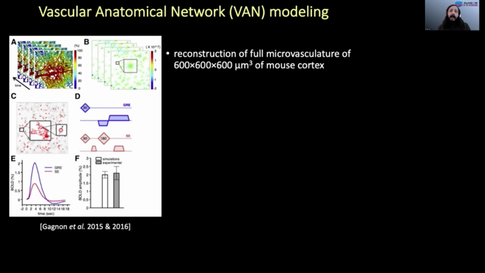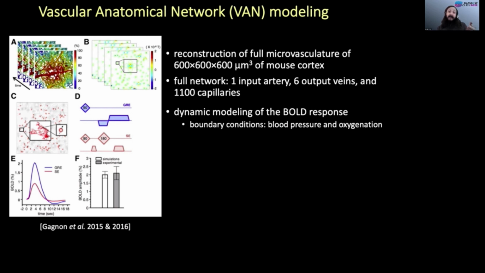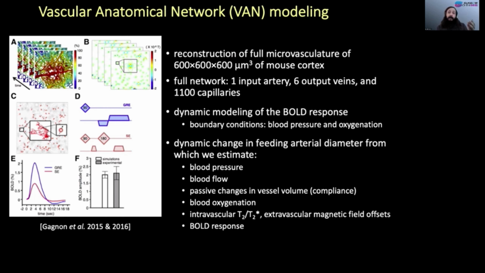So in a bit more detail, in this approach, we utilize a full network from one location of cortex, consisting of a handful of input arteries and output veins, and a couple thousand capillary segments. With this, we simulate the full spatiotemporal dynamics of the hemodynamic response. The input to the model is a time trace of the feeding artery diameter changes, which reflect the vascular response to neural activity. We use computational fluid dynamics to simulate local blood pressure, flow, and volume changes, blood oxygen advection, and oxygen diffusion into the tissue. We then compute the magnetic field offsets in and around the vessels, and finally the T2 or T2 star weighted signal, which gives us the BOLD response.